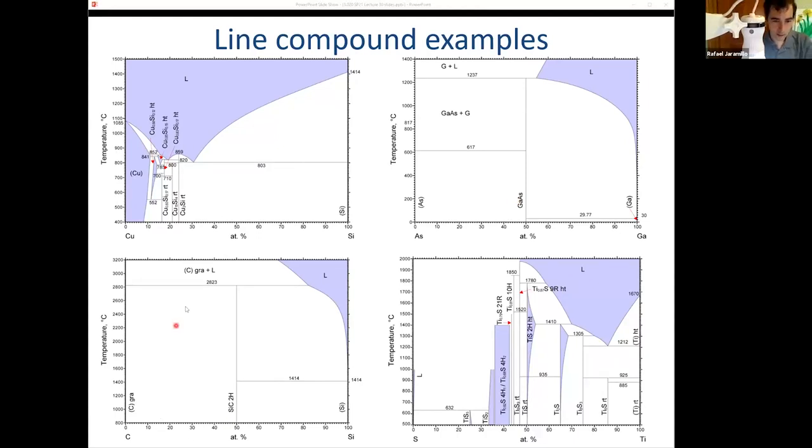Here's another one. Here's another system where carbon and silicon don't really dissolve in each other, right? You have these apparent line compounds along the y-axis, but there's another line compound right in the middle, silicon carbide. Silicon carbide is a refractory. Some people will say it's a ceramic, some people say no, because it doesn't contain oxygen. That's kind of immaterial. It's basically a refractory material. It's used for grinding. So it's of enormous industrial importance.